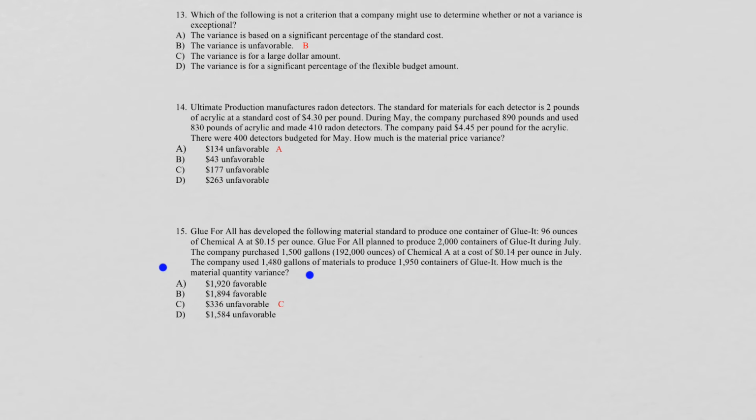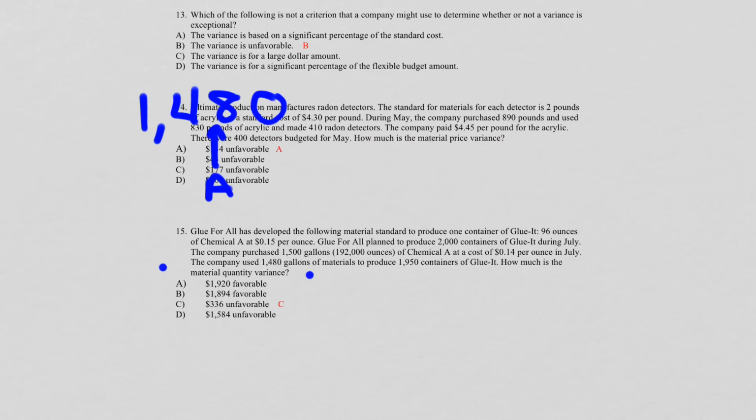We're going to look for material quantity variance. So we're going to see how much we used compared to what we thought we would use. So first, let's take a look at what did we use. Well, the problem tells us we used 1,480 gallons. So what we have is the actual amount. What was the predicted amount? That's a good question. I think the problem requires you to figure that out because it looks to me like it's buried in the problem.